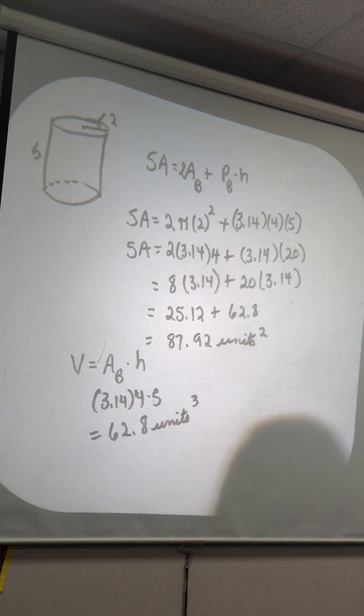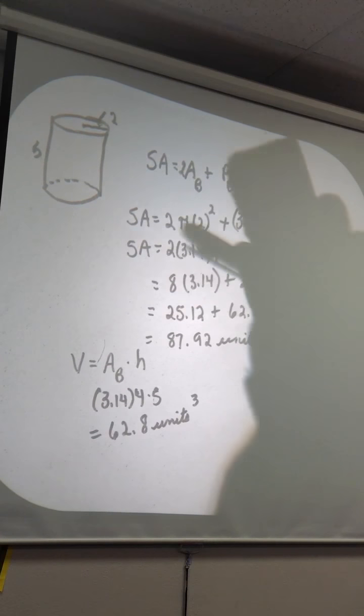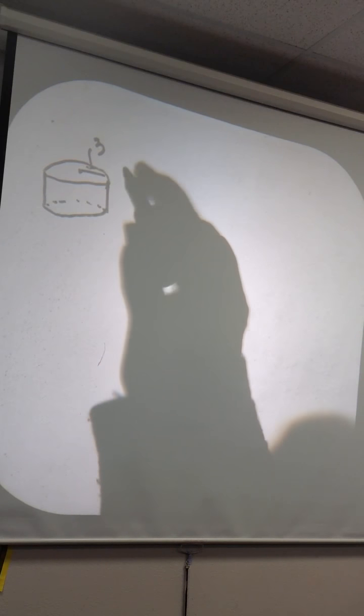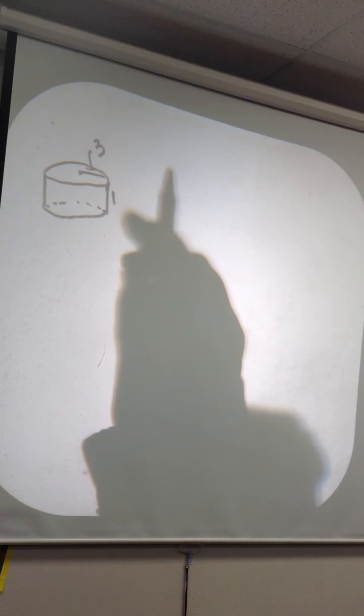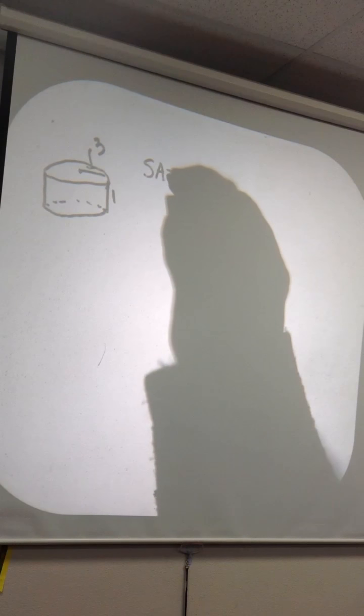I want you guys to try this one. Alright, we have a can. With a cylinder like this, it has a radius of 3. It's a little bitty can, cat food or something, and it has a height of 1. Okay? I want you to find the surface area first.